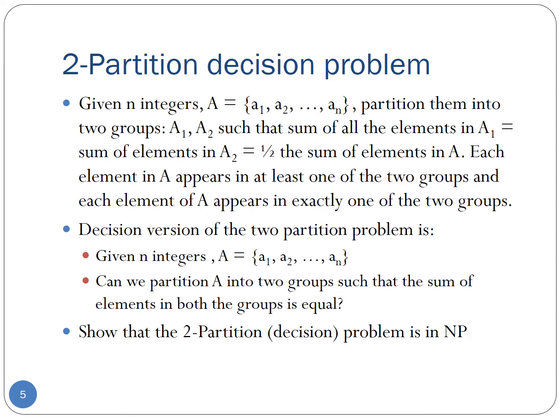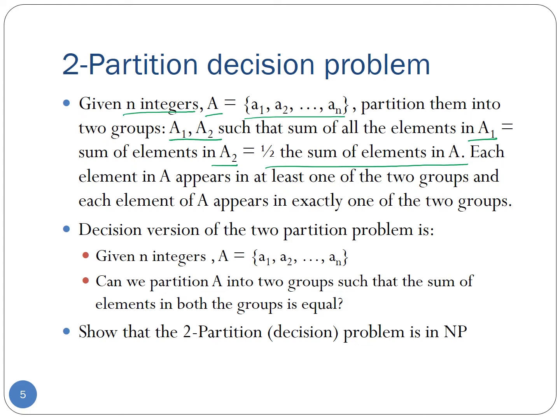So the two partition problem is introduced over here. The problem is you are given an input set of n integers. Let's say this is a set A which has a1 all the way up to an integers, and the problem is to partition this input set into two subsets A1 and A2 such that the sum of all the elements in A1 is equal to the sum of all the elements in A2, and basically these sums should be half the sum of all the elements in the original set. The additional constraint is that each element in A should appear in exactly one of the two subsets. No repetitions are allowed and no element can be left out.